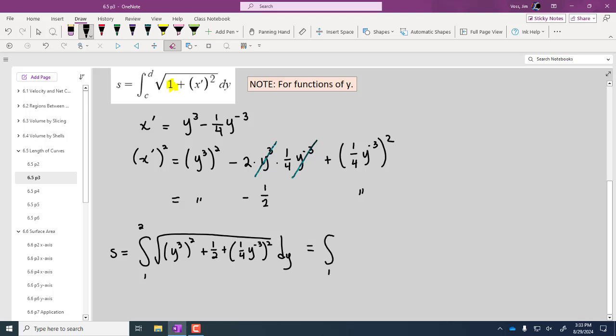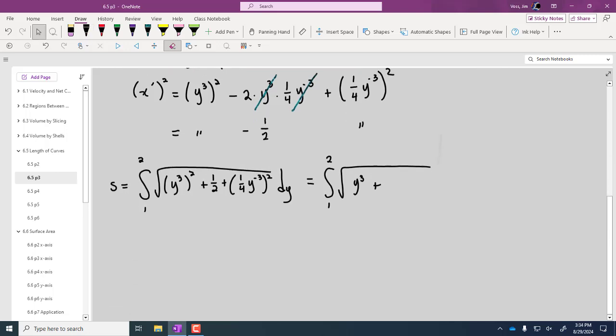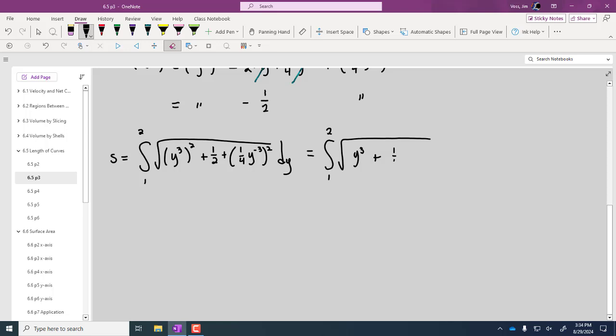And as soon as we see that we're dealing with a perfect square trinomial, we started here with A minus B. The factorization is going to end up being A plus B squared. So we're going to get y cubed, there's A, plus B, which is that one, quantity squared, dy.